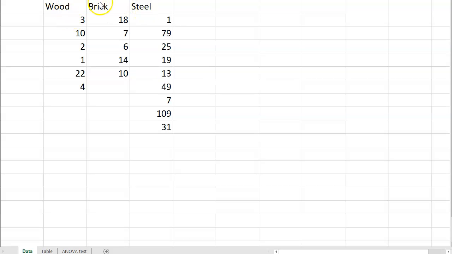Some homes are made of wood, and some homes are made of brick, and some homes are made of steel. Why are we making homes out of steel? Look, it was either that or like glass, okay? Give me a break. I just need an example.